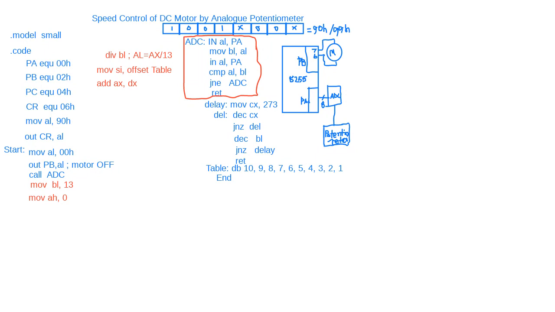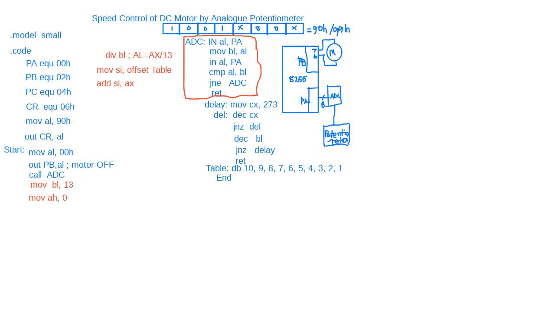Is it the minimum? If it is minimum, for example 0, then 0 plus this offset will be that 10. If the offset plus the ADC scaled-down value is 1, you will get 9. Offset plus ADC value 2, you will get 8, and so on. So we make it an addition.